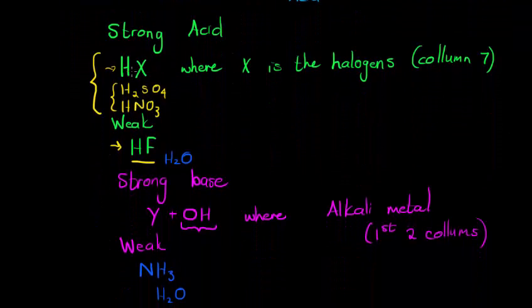Strong acids that we've looked at are anything starting with hydrogen and then one of the halogens, with the exception of hydrogen fluoride and water. A strong base usually ends in OH, and when the cation, the positive ion, is one of the first two columns, the alkali metals, then it too would be a strong base. Weak bases, one of the most prominent ones would be ammonia. So that is what we have so far.